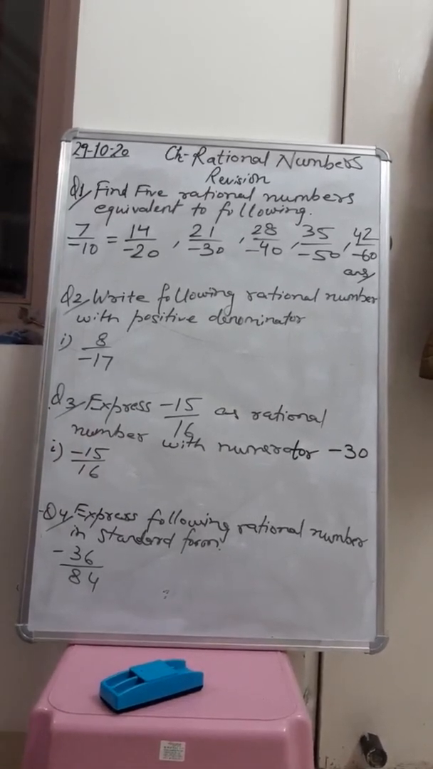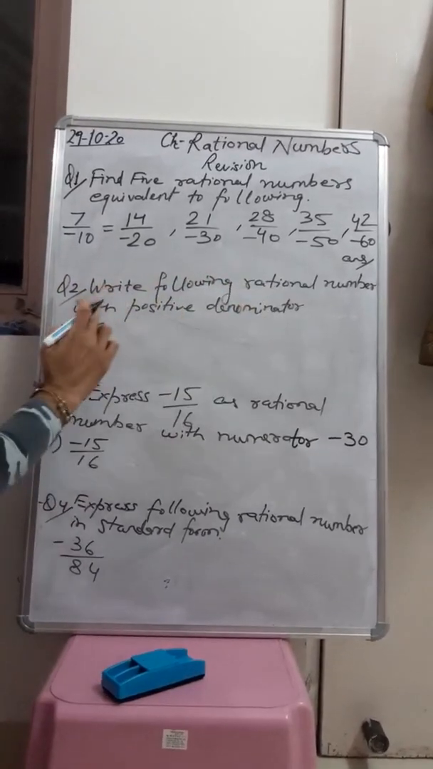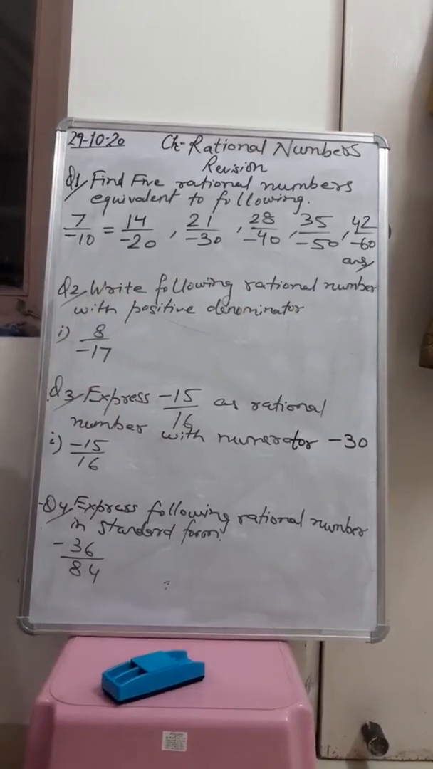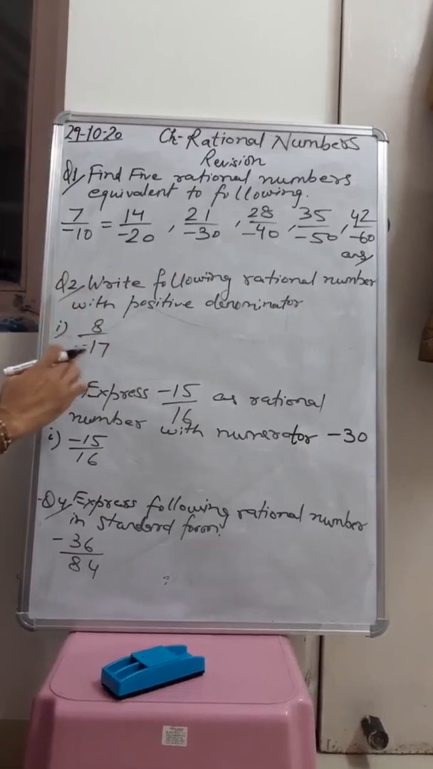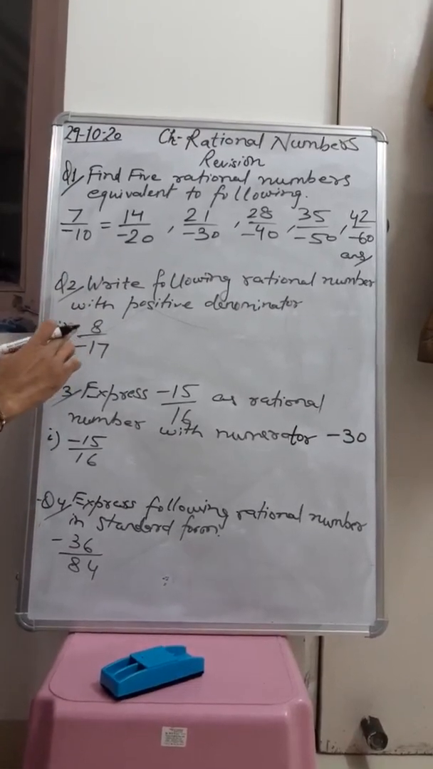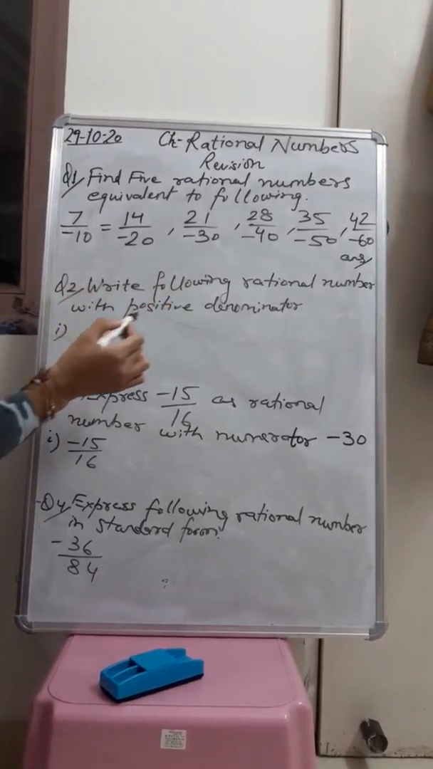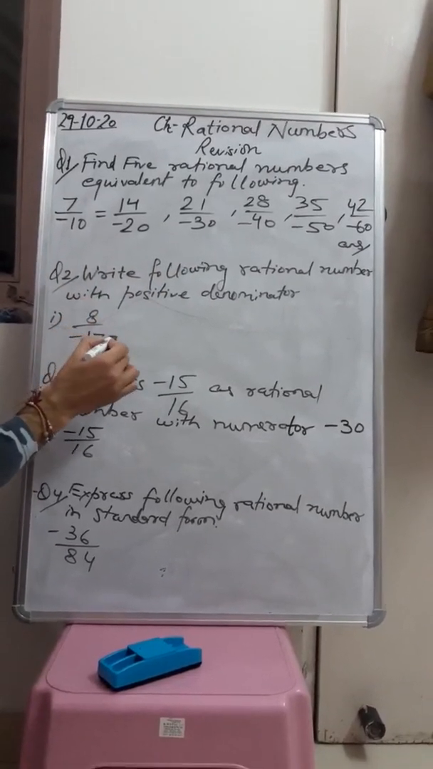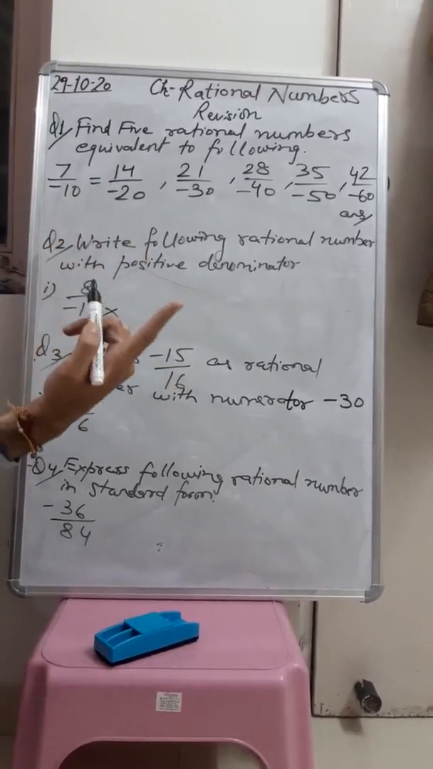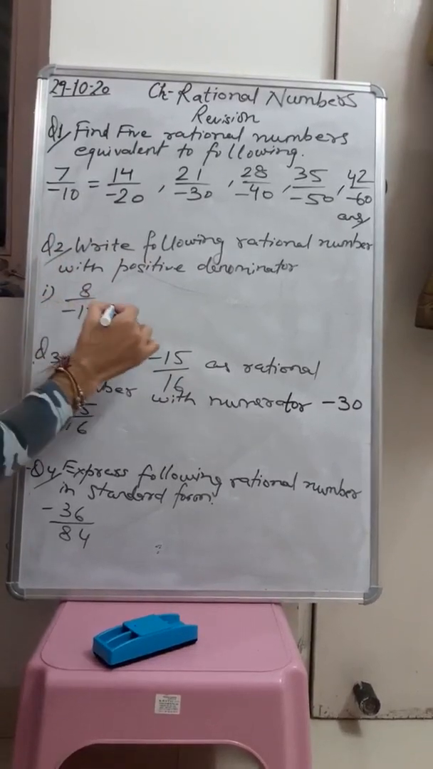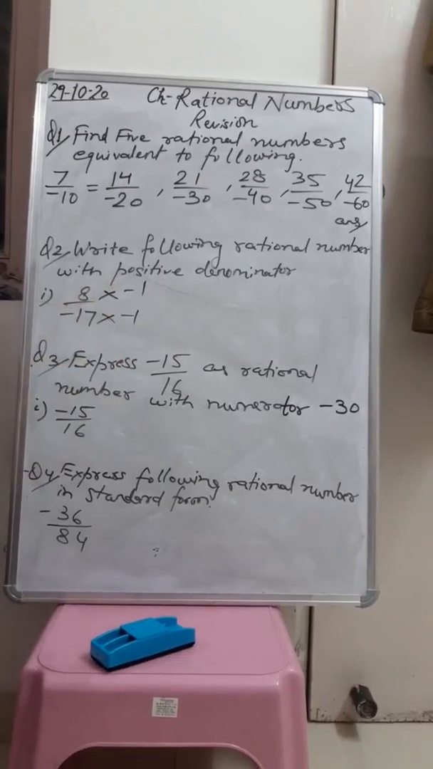Now the next question is question number 2. Write following rational number with positive denominator. So here we can see that the denominator is negative, that is 8 upon minus 17. So to write a rational number with positive denominator, we all know that minus multiplied by minus gives you plus. So here you can multiply both numerator and denominator with minus 1.